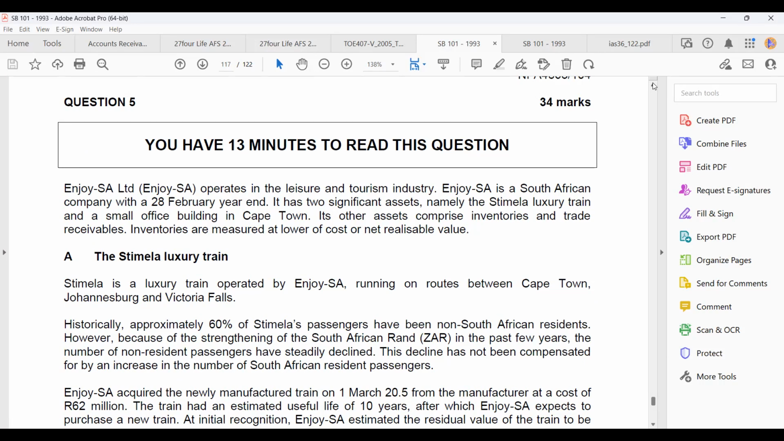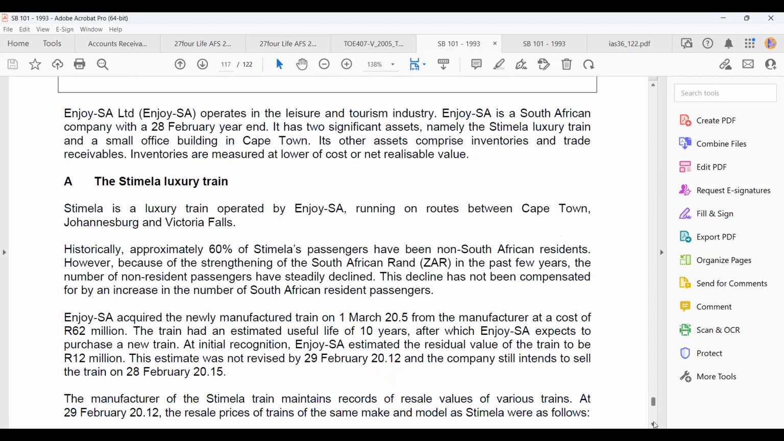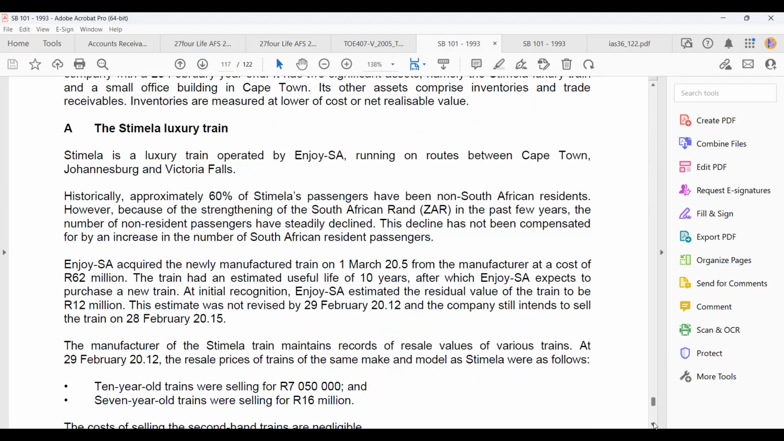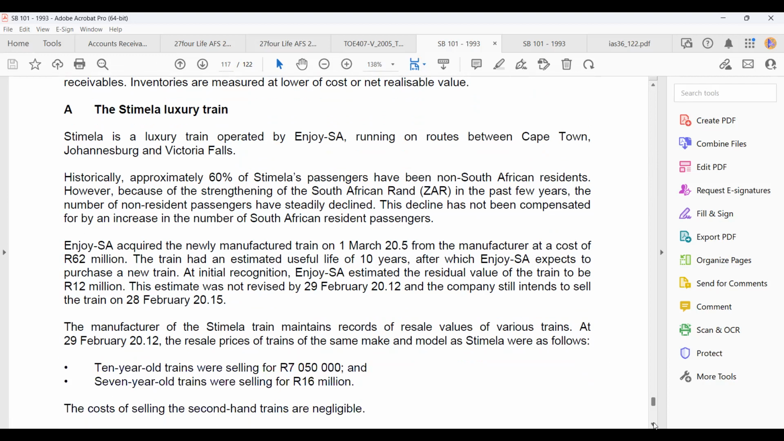So yesterday, we worked through part A, which is this luxury train, and we needed to account for the journal entries that happened for the current financial year. The current financial year is running from 1 March 2011 to 29 February 2012. So that is where the current financial year is. They just wanted us to produce journal entries based on the information over here, but only for the current financial year.